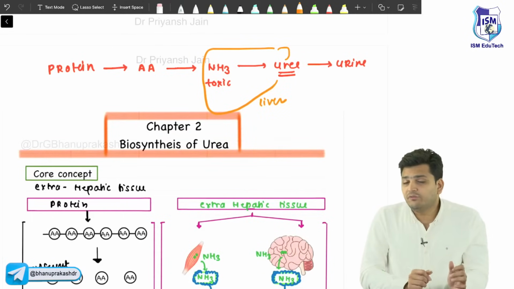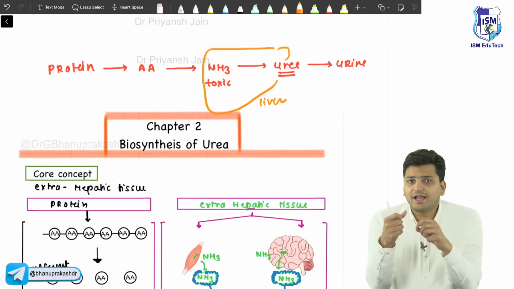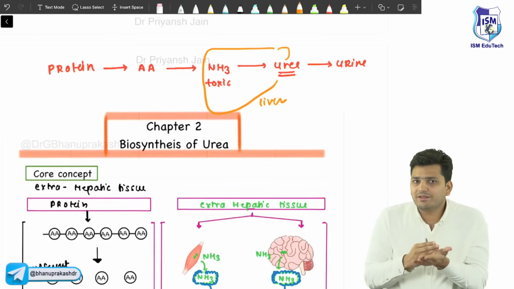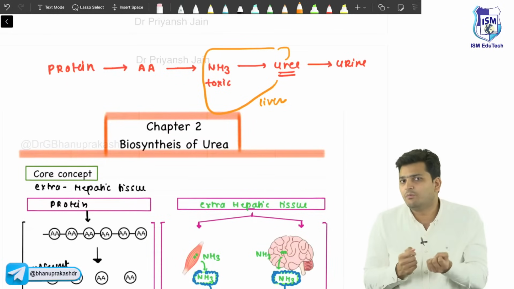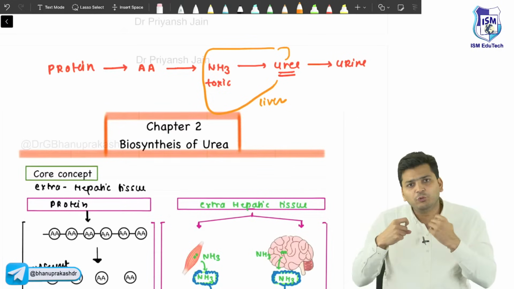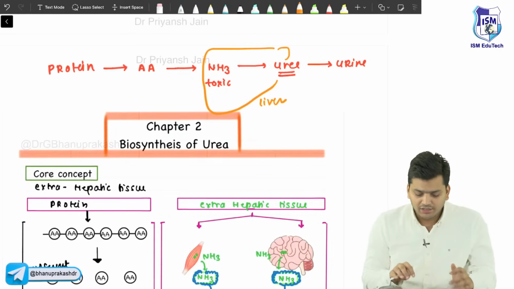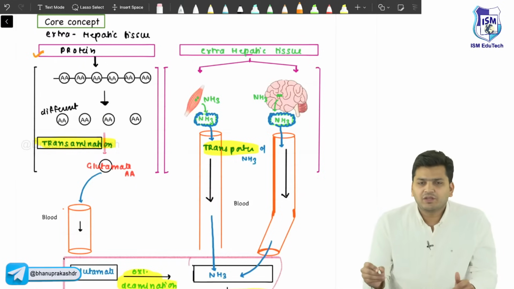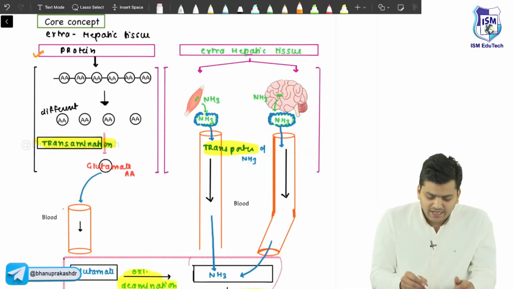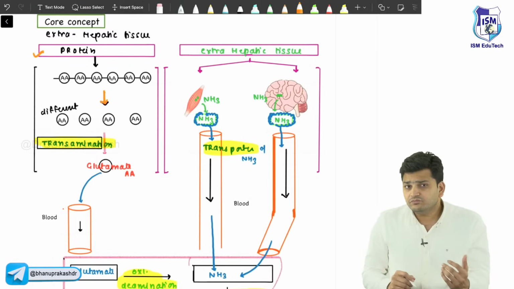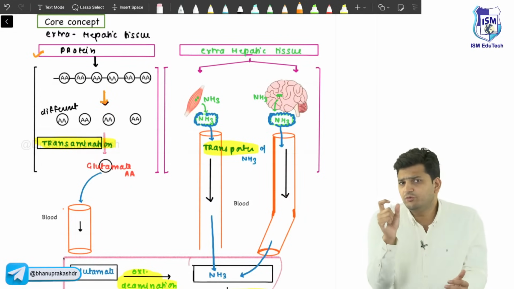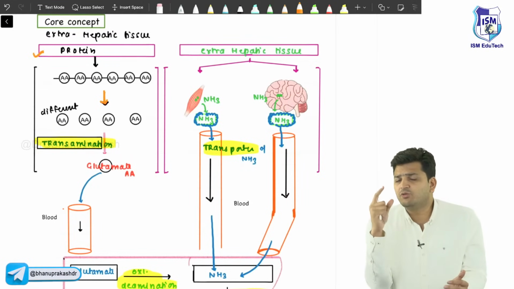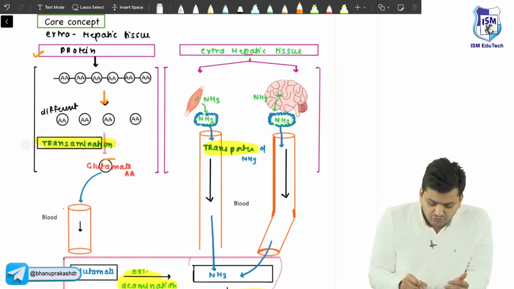So what we are learning here is why we need to synthesize urea: when you cut the amino acid, the ammonia will come. This ammonia has to be converted into urea and thrown out. How is it happening? If we see the various steps, whatever protein you are eating will break down into amino acids, and we have 22 different types of amino acid. These 22 different types of amino acid, we will convert into one particular type of amino acid, that is glutamate.